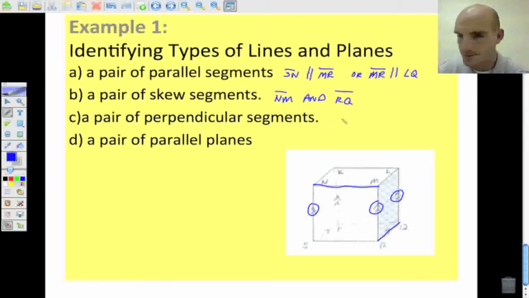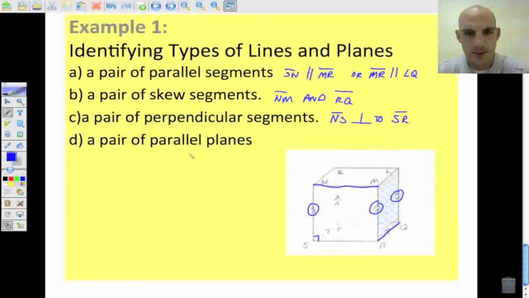Perpendicular segments. Once again, pick one. We're going to say, I don't know, segment NS perpendicular to segment, let's see, what does it come down here and hit? It hits SR. Okay, so that's how this basically works. This is how we're working it.